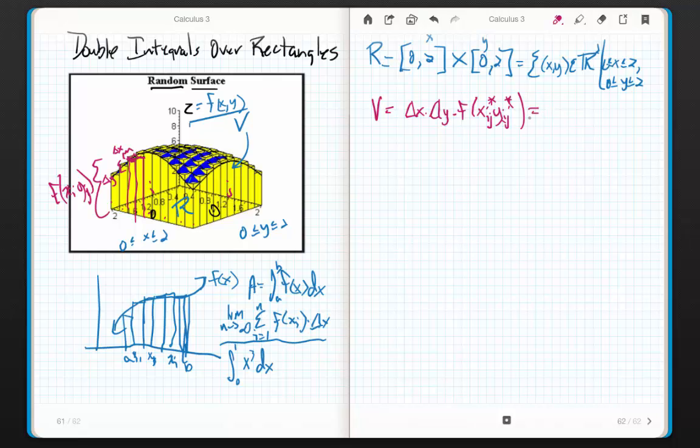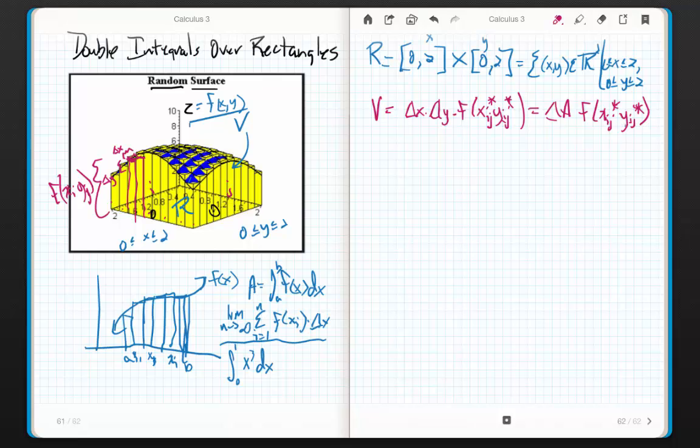Now, this notation is a little cumbersome, especially since we know that change in x times change in y is change in A, right? It's just the change in the area. True, x times y in this context on the Cartesian plane is just A. So this is going to be f of x sub ij star, y sub ij star.